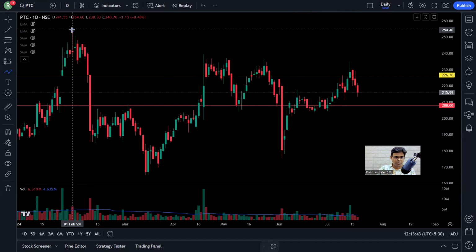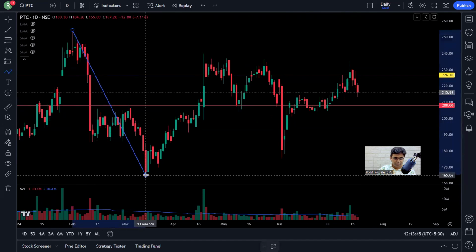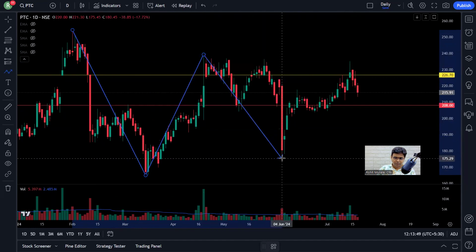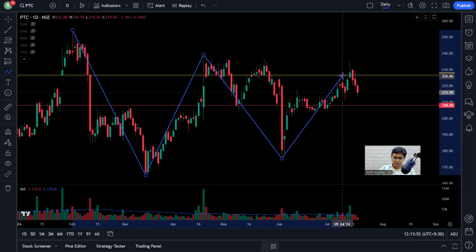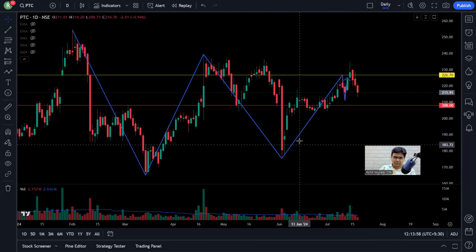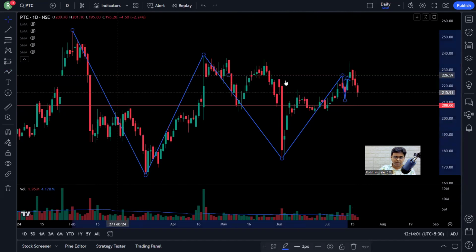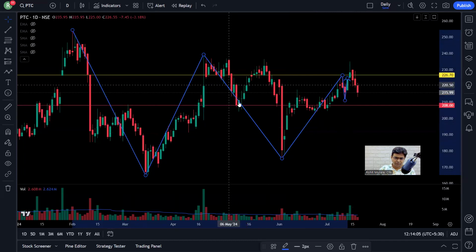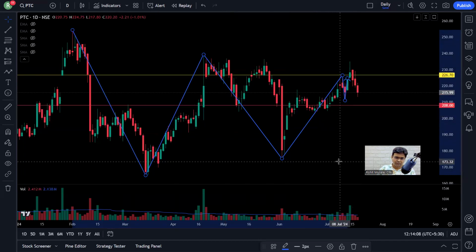So this is 0.1. This is 0.2. That's 0.3, 0.4, 0.5, 0.6, 0.7. So as you can see here, there are 7 points in the base, 3 contractions in the base. Okay, first contraction, second contraction, and third contraction. As you can see, the contractions are reducing in size as we go towards the right.